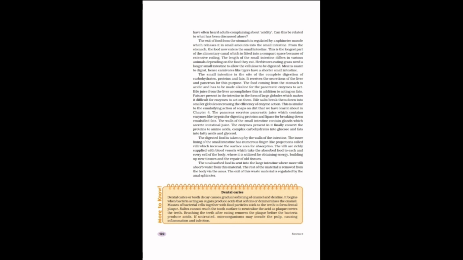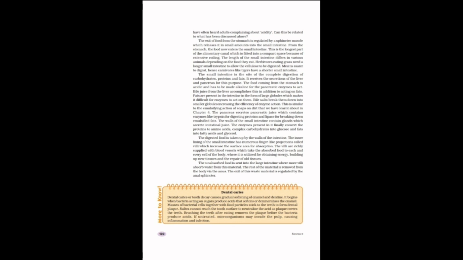This is the longest part of the alimentary canal, which is fitted into a compact space because of extensive coiling. The length of the small intestine differs in various animals depending on the food they eat. Herbivores eating grass need a longer small intestine to allow the cellulose to be digested. Meat is easier to digest, hence carnivores like tigers have a shorter small intestine. The small intestine is the site of the complete digestion of carbohydrates, proteins, and fats. It receives the secretions of the liver and pancreas for this purpose.